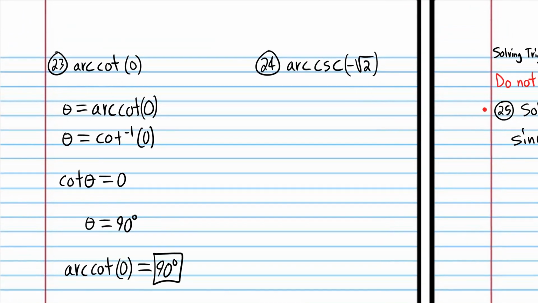Okay, we're back, so we'll set that arc cosecant function equal to theta. But remember that that's just different notation. That just means cosecant inverse of negative root 2. It's the same thing.